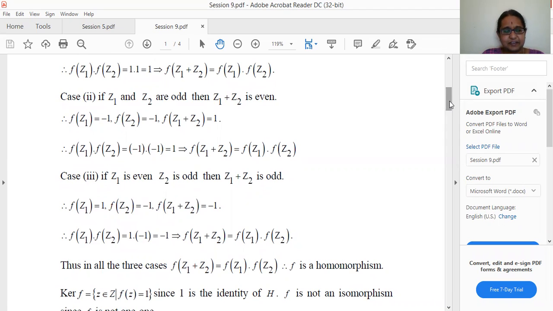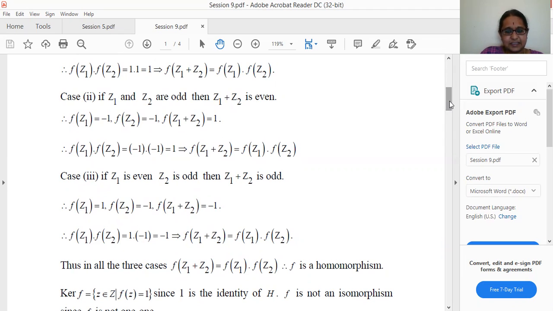Since Z1 is even, f of Z1 is 1. Since Z2 is odd, f of Z2 is minus 1. Z1 plus Z2 is odd, so f of Z1 plus Z2 is minus 1. Now apply the condition, f of Z1 plus Z2 is equal to f of Z1 dot f of Z2. f of Z1 is 1, f of Z2 is minus 1, their product will again be minus 1. So the condition of homomorphism is satisfied.